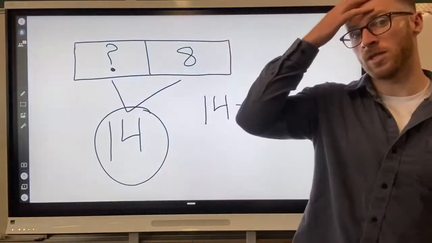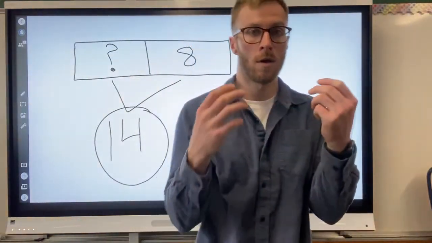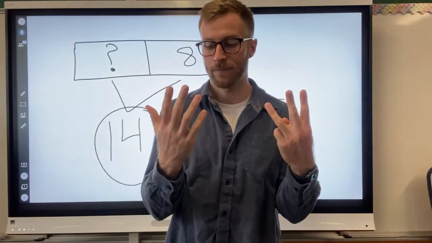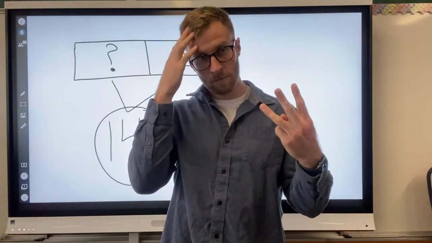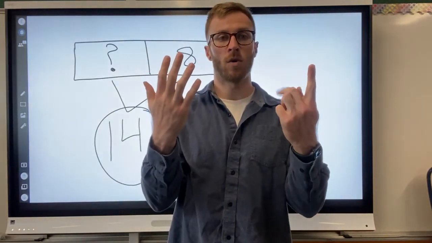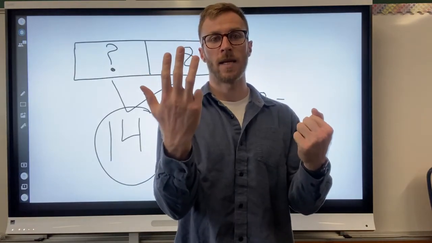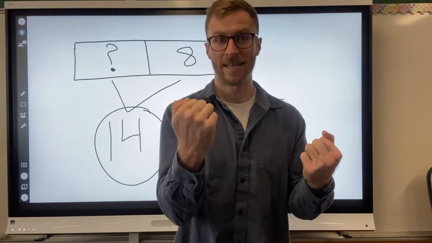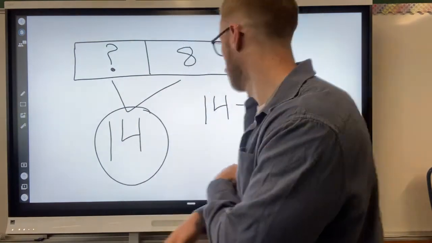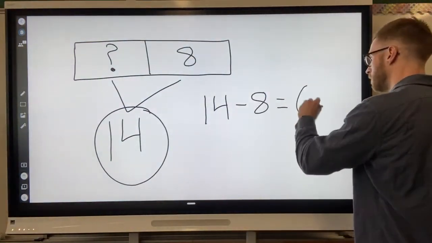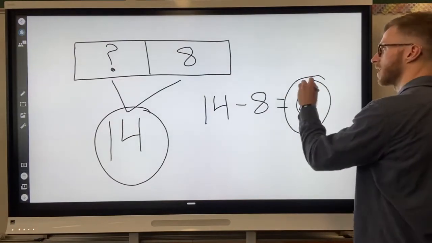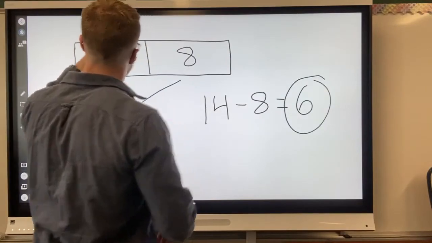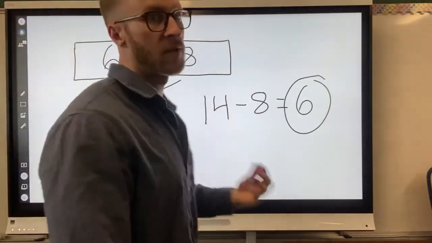So I'm going to put 14 in my head and count backwards by 8. All right? So let's do it with me. See if you can keep up. 14, 13, 12, 11, 10, 9, 8, 7, 6. So 14 minus 8 equals 6, which means there must have been 6 kids on the playground from the start.